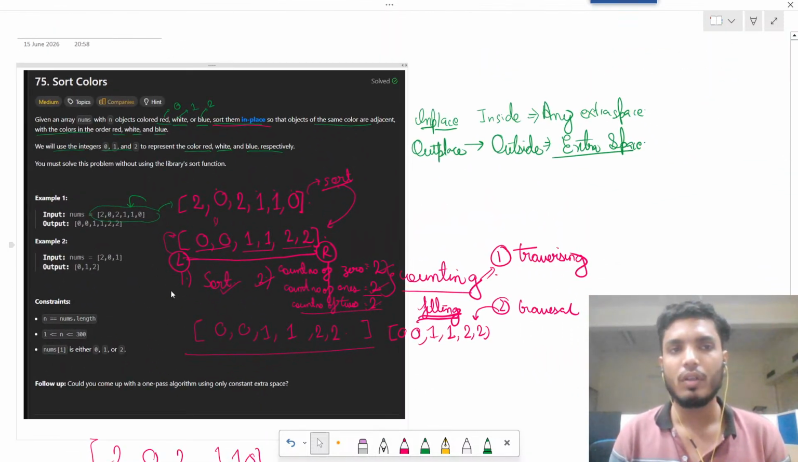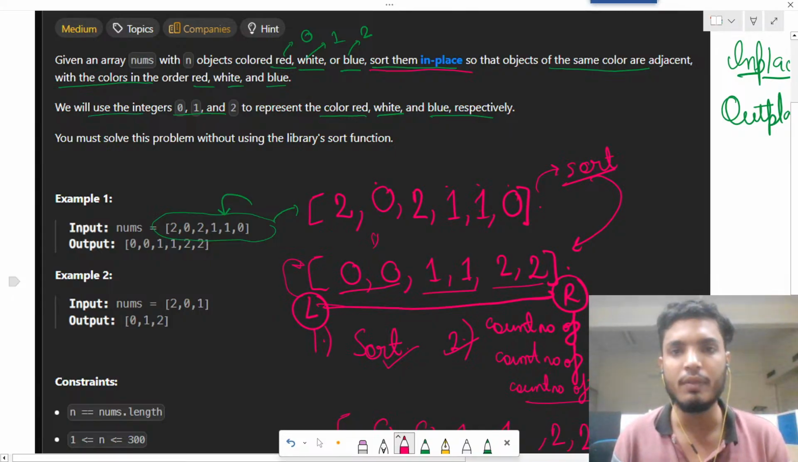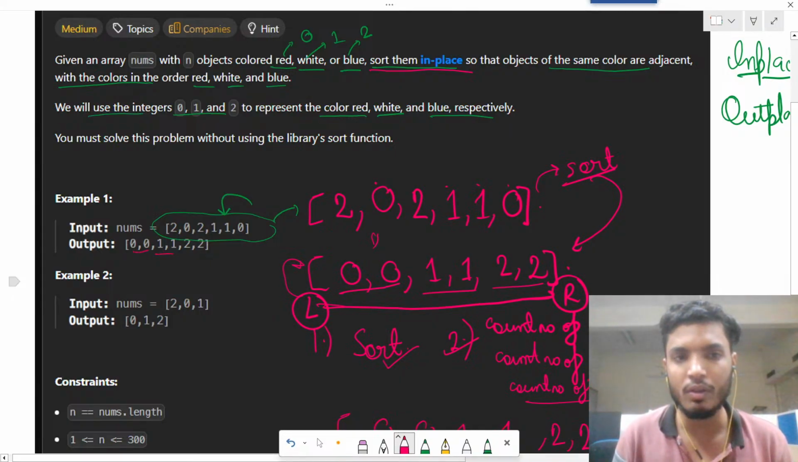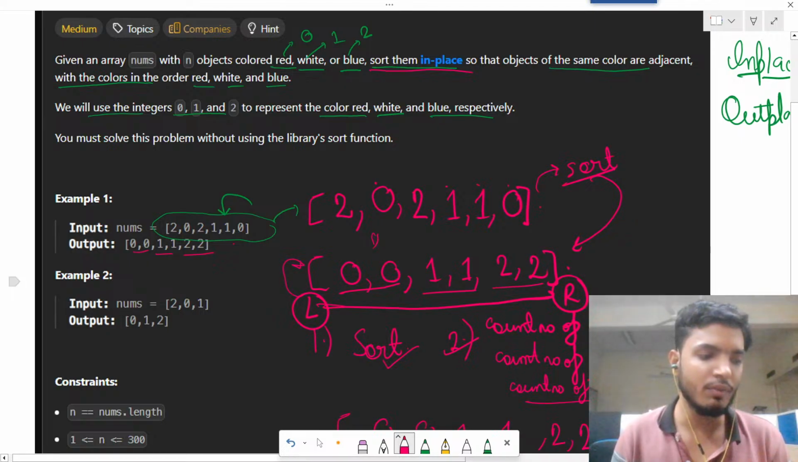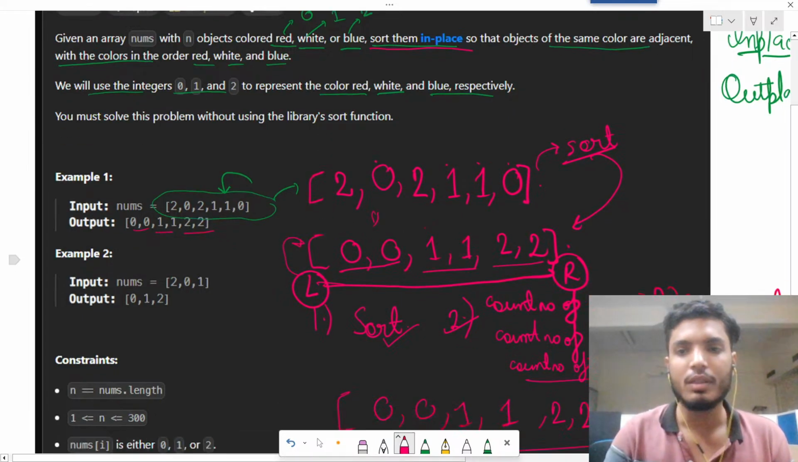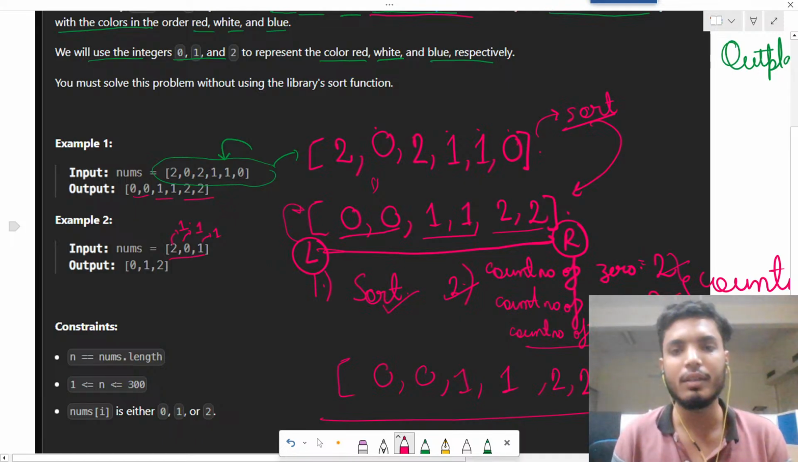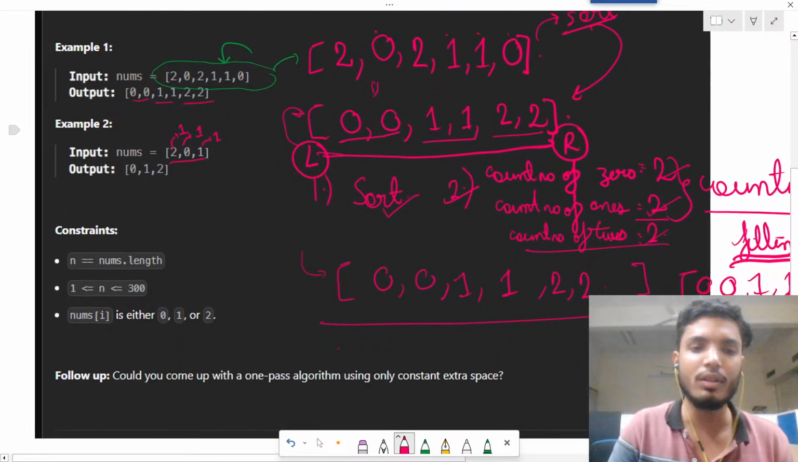So in the sort colors problem, first we have to arrange the numbers in such a way that zeros occur first, then ones, then twos. So we could sort, but we can't do sorting because we have to do it in place. So the second approach is to count how many zeros there are. Suppose here there is one zero, one one, one two. And then I can simply put them here. But this is not the optimal approach.